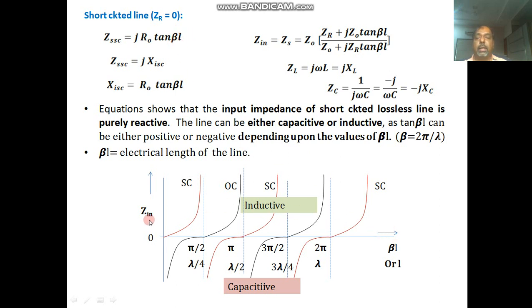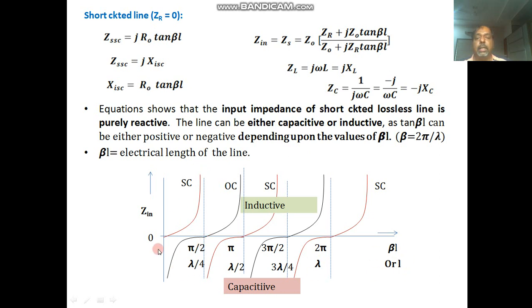So I am plotting here input impedance versus beta L. Beta L varies from 0 to 2 pi. Suppose beta L varies from 0 to pi by 2. In that case, because at beta L equal to 0, sin is 0, you will get Z in equal to 0. Now at pi by 2, sin pi by 2 is 1 and cos pi by 2 is 0, so you will get an infinite value at pi by 2, tan beta L.